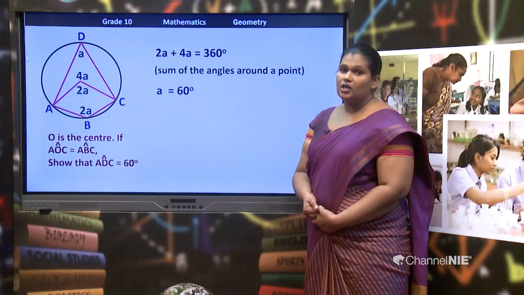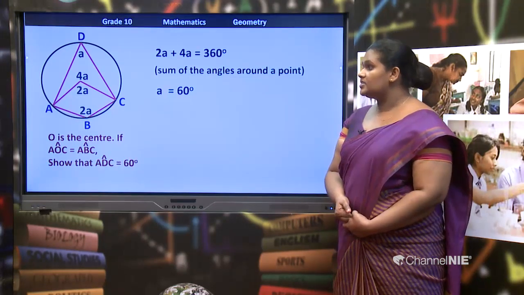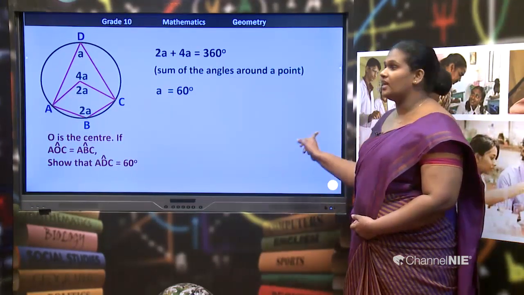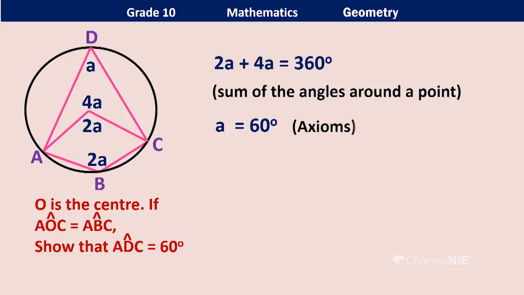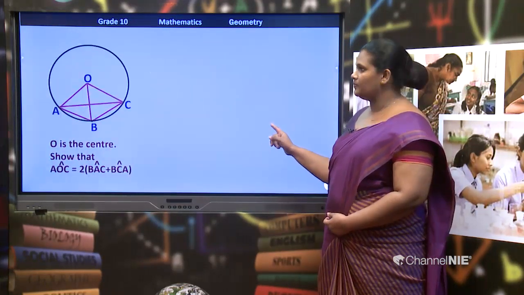So, we know that we got A as the angle ADC. Therefore, we can say angle ADC is equal to 60 degrees. So, that is what we were asked to find in this question. So, we have shown that angle ADC is equal to 60 degrees. Right. That is the end of the first question related to proofs. We will move on to another question.